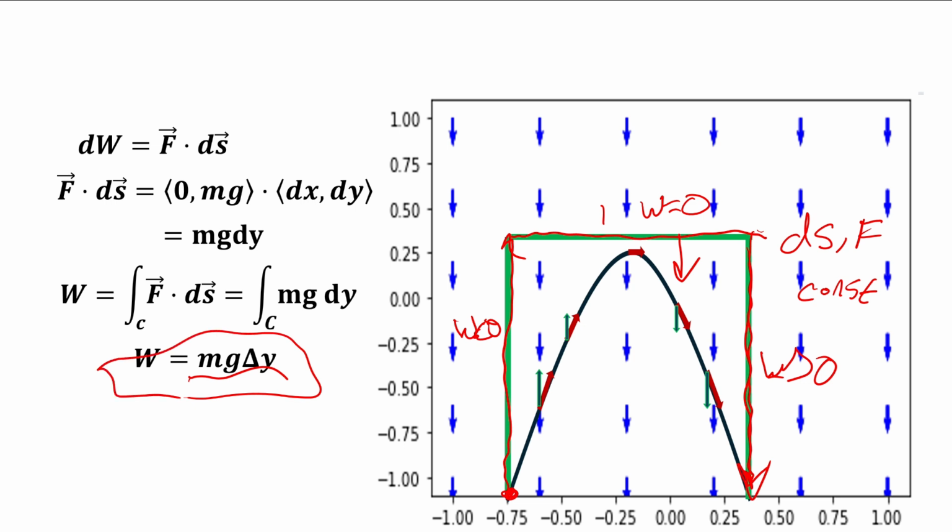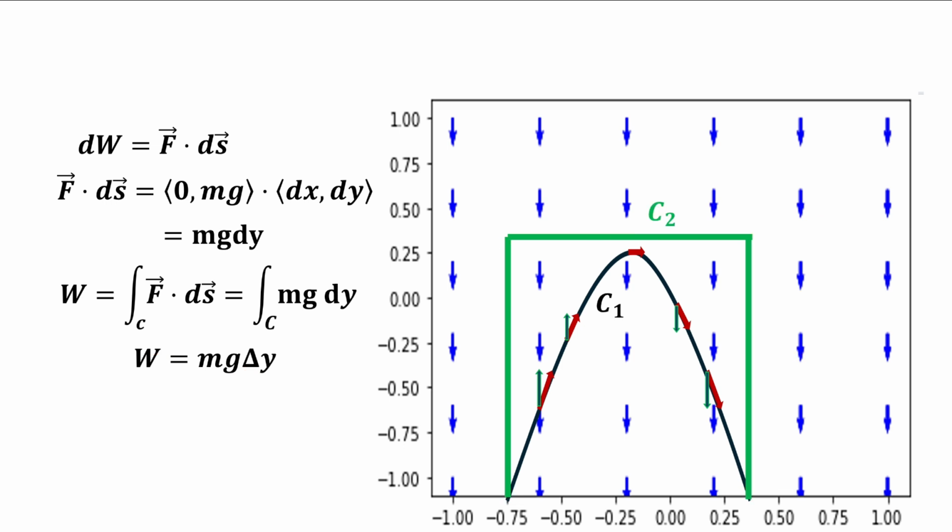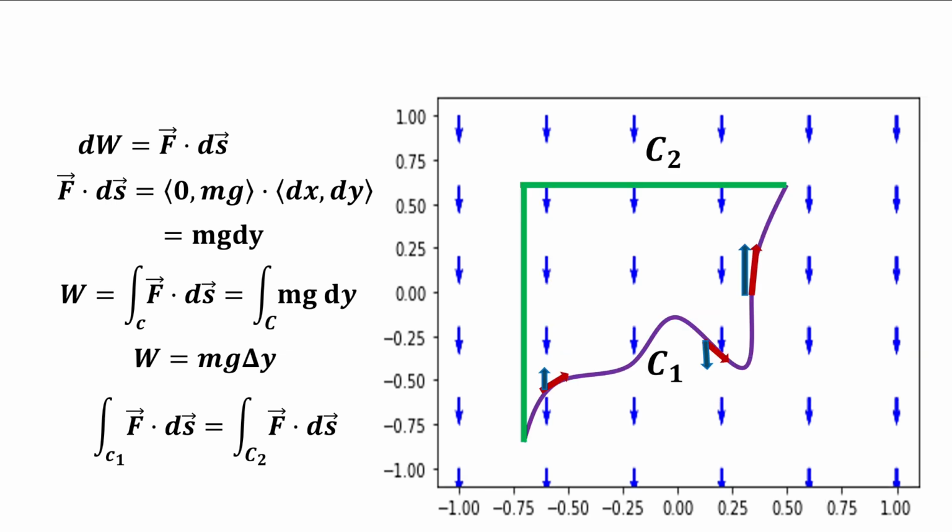In some sense, what that means is this force field happens to be the same value of work regardless of if I take C1 or C2. Another way to say that is that the integral over a curve of C1 and C2 are equal to each other. This is a big deal. What it means is that for this particular vector field, I can choose any crazy curve I want, and I will always get the same value.